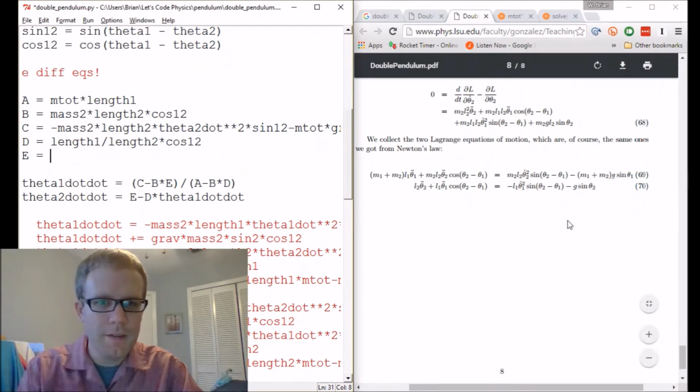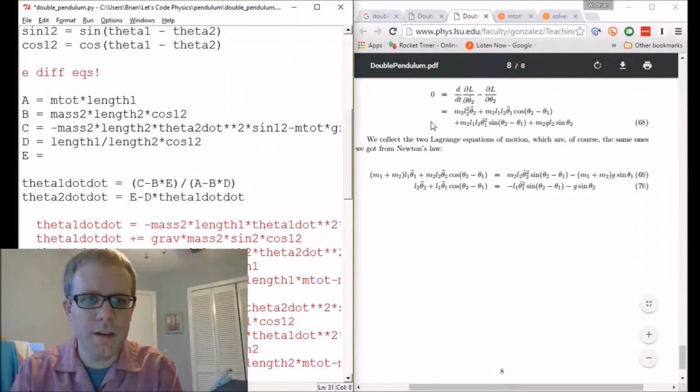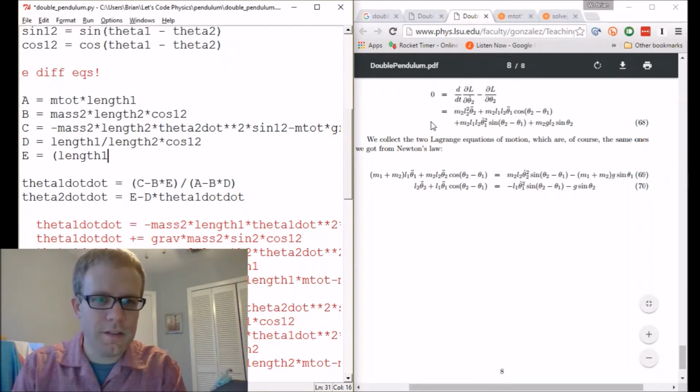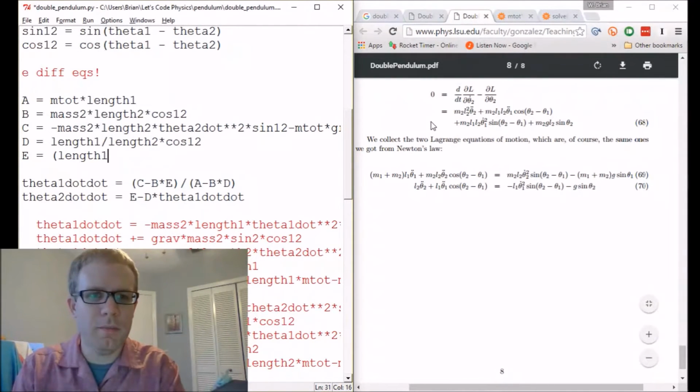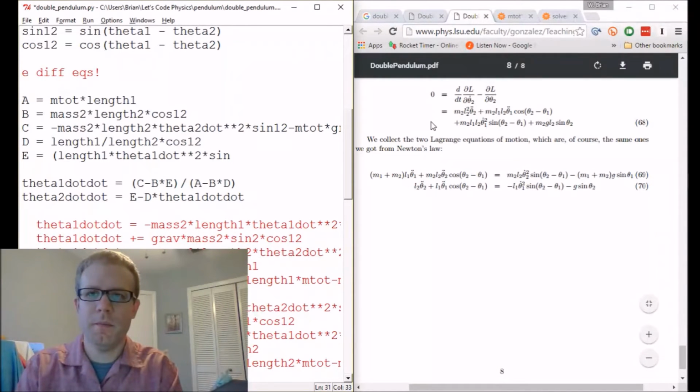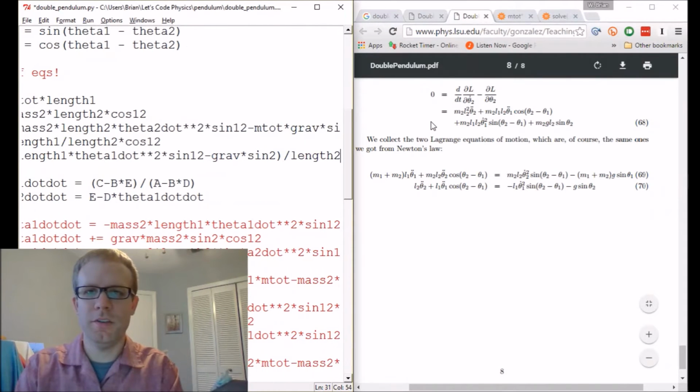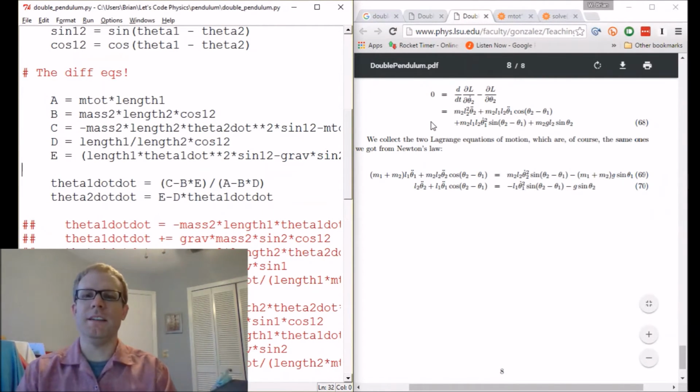And then E is going to be everything on this side divided by L2. So it'll be length 1, because there's a sine of theta 2 minus theta 1, so I need to flip that, times theta 1 dot squared times sine 1, 2. That is grav times sine 2. And all that needs to be divided by length 2. There's A, B, C, D, and E, right?